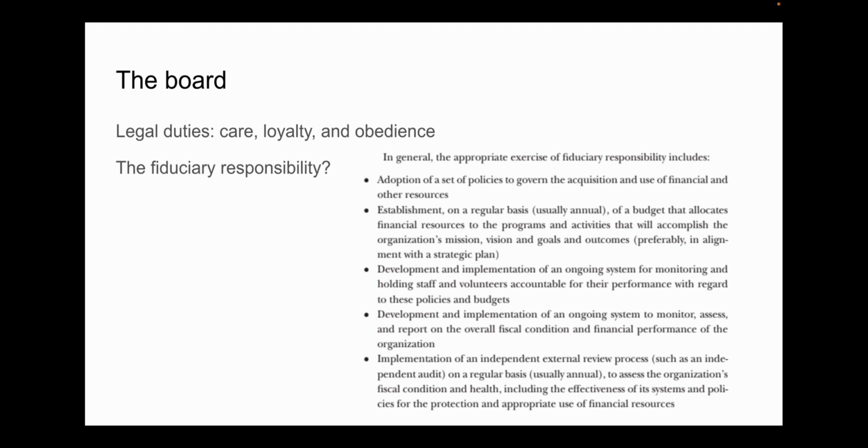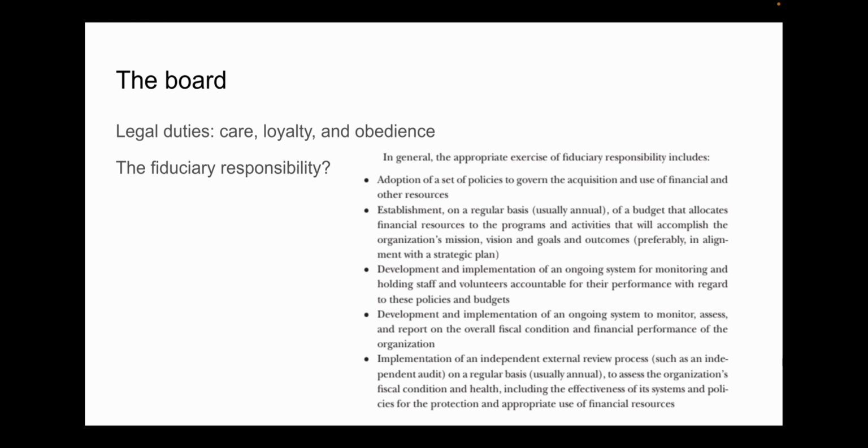And for the fiduciary responsibilities, in general, I listed here the appropriate areas of fiduciary responsibilities, which include the following. First, adoption of a set of policies to govern the acquisition and the use of financial and other resources within the organization. And second, the establishment on a regular basis, usually annual, of a budget that allocates financial resources to programs and activities that will accomplish the organization's mission, vision, goals, and outcomes.